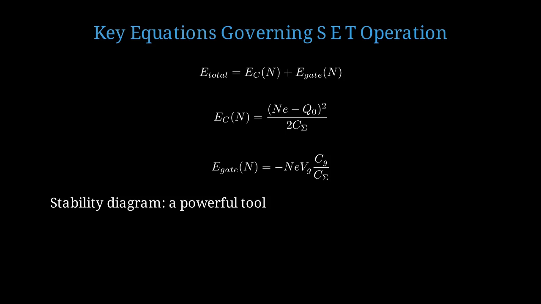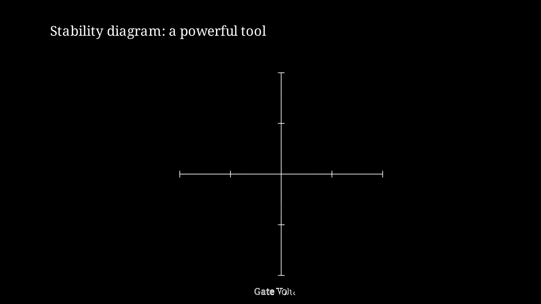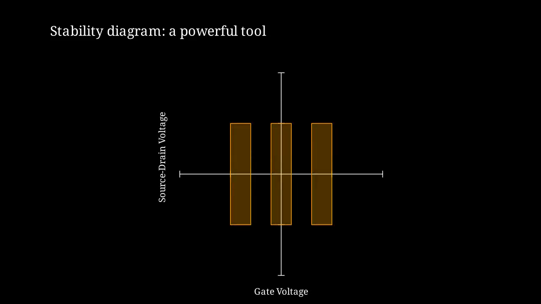By plotting the conductance as a function of both gate voltage and source drain voltage, we create what's called a stability diagram. This reveals the charge states of the quantum dot. The stability diagram shows diamond-shaped regions where the electron number is fixed, separated by lines where current can flow. This is one of the signatures of Coulomb blockade.